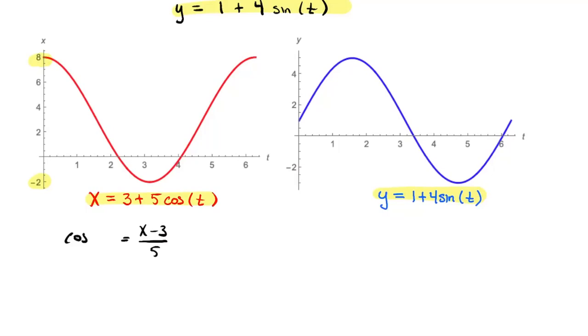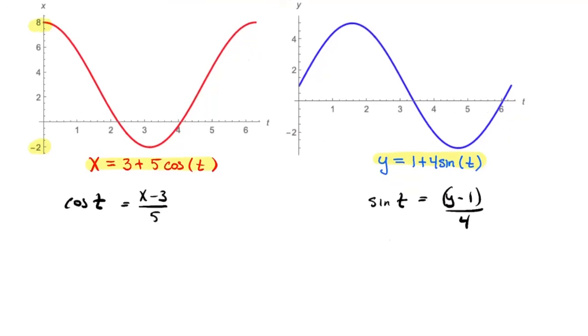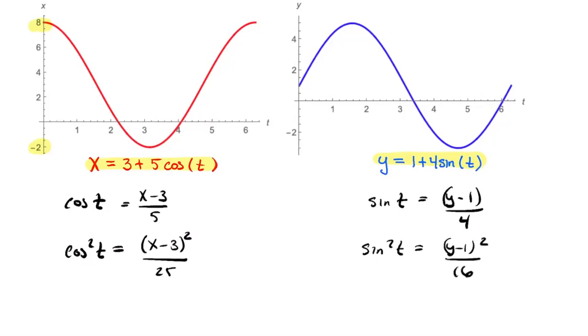So if I did that, you can stop and do the algebra in your own style, but cosine of t would be (x minus 3) divided by 5. Likewise, the sine of t is going to be (y minus 1) divided by 4. So once I've isolated those cosines and sines, then I square them. So cosine squared of t, I'm not going to multiply out this numerator, I'm just going to leave it as (x minus 3) squared over 25. Sine squared of t would be (y minus 1) squared over 16.